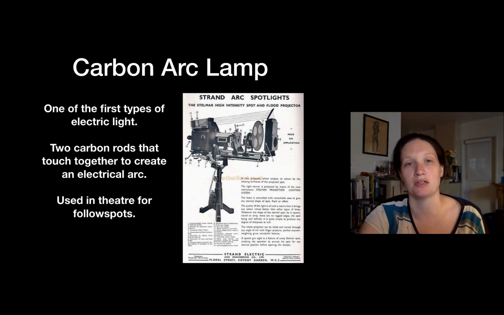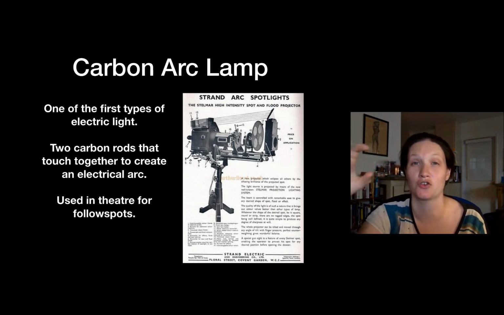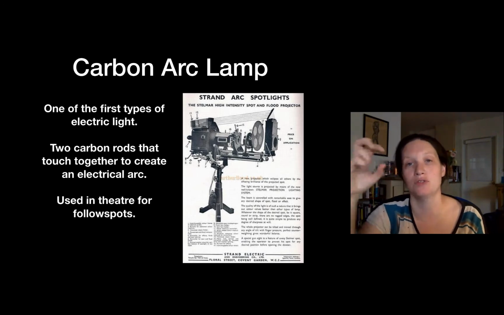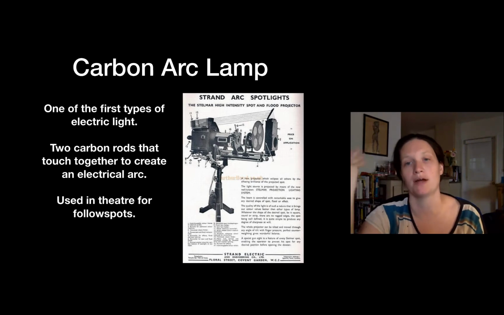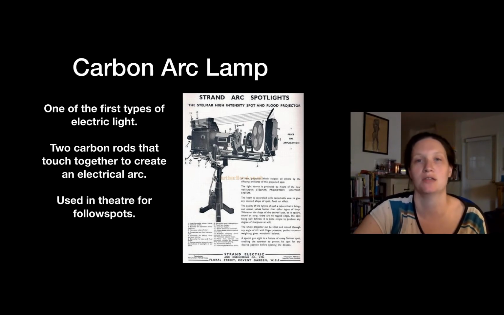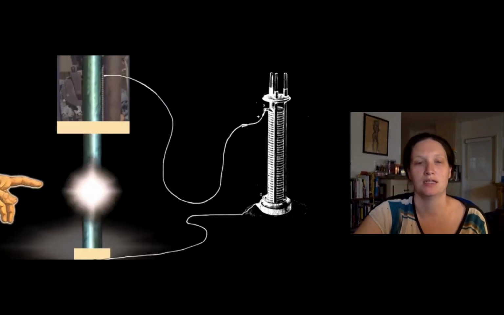So your carbon arc lamp is one of the first types of electric light. It consists of 2 carbon arc rods that are touched together. They create that electrical arc, so it's like controlled lightning. And we use them in theater for follow spots. They used to be used for a lot more, but right now we use them for follow spots in theater. So let's see what Rick can tell us.